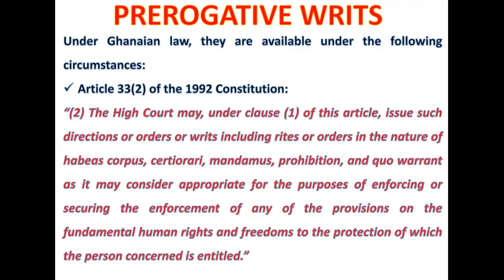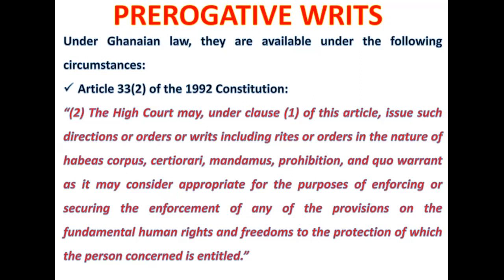Now, if you look at Article 33 Clause 2, this is where the interesting point is, and I'm going to quote in extenso what Article 33 Clause 2 says, and I quote as follows. The High Court may, under Clause 1 of this article, issue such directions or orders or writs, including writs or orders in the nature of habeas corpus, certiorari, mandamus, prohibition, and quo warranto, as it may consider appropriate for the purpose of enforcing or securing the enforcement of any of the provisions on the human rights and freedoms to the protection of which the person concerned is entitled. And the end of quote.